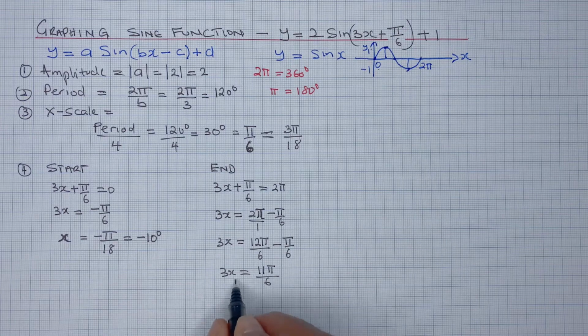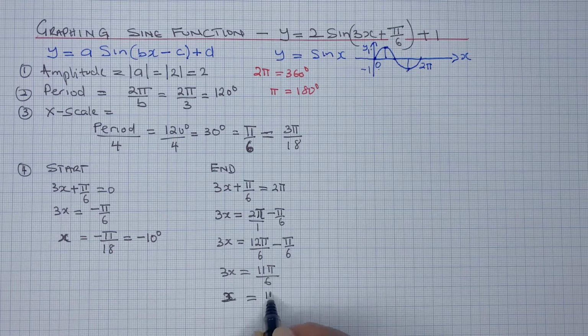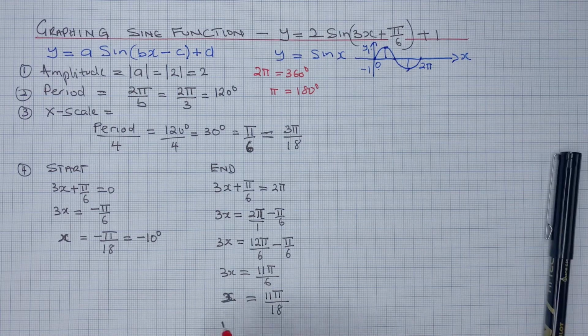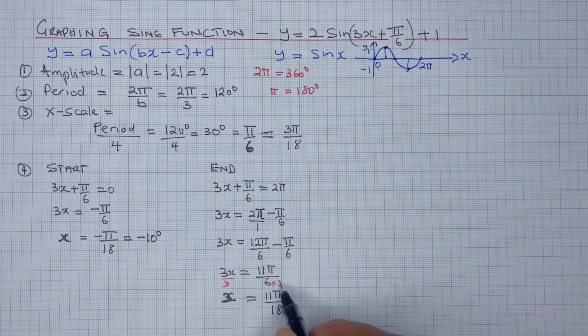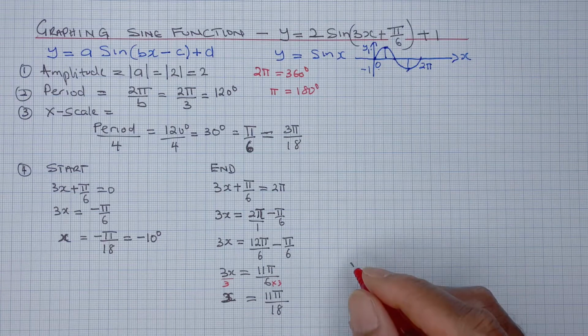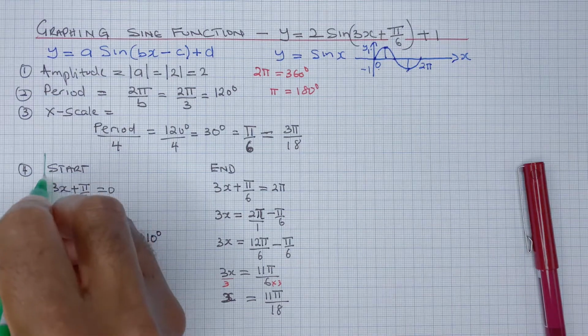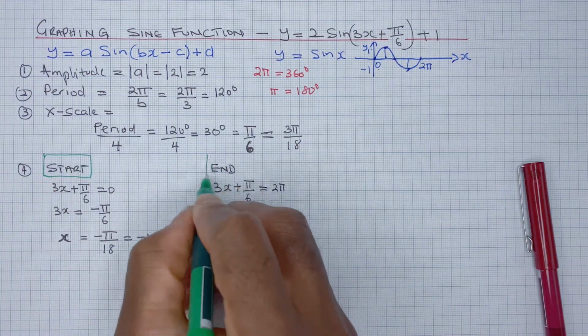Again, divide both sides by 3. So I get x equals 11 pi over 18. So all I did was divide that by 3, so I have to put times 3 underneath here because that's divide. So 3 cancels 3, and then I've got 11 pi over 18. So that's the start. So that's important. That's the start and that's the end.